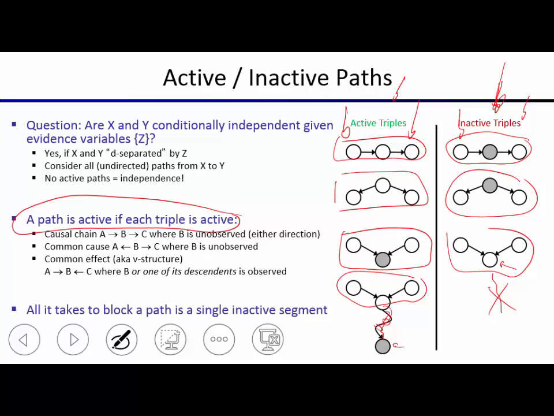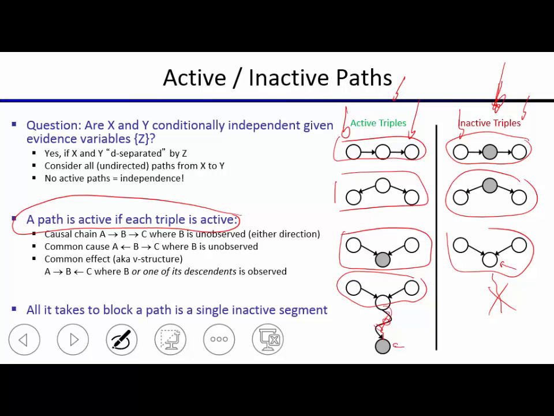How do we check whether a path is active? We check every triple along that path and see if each triple is active. If each triple is active, the path is active. If one of the triples along the path is not active, that blocks the influence along that path, and that path is inactive.